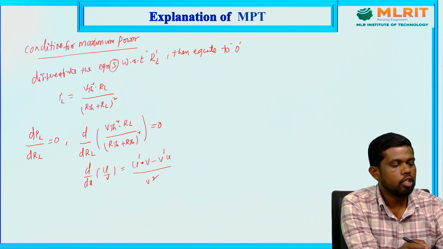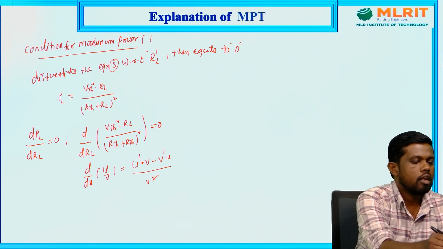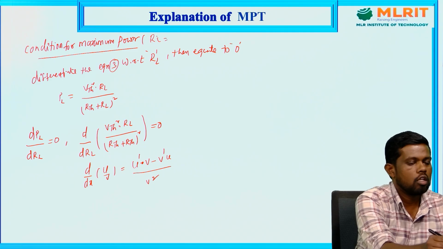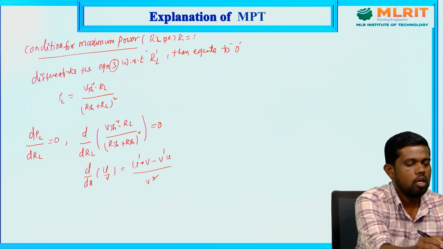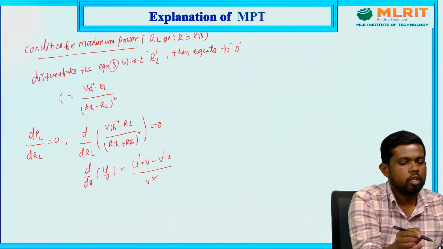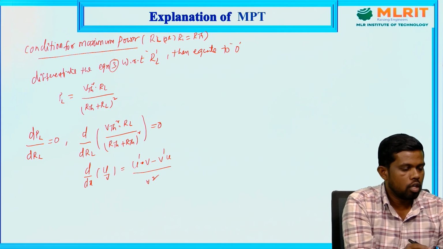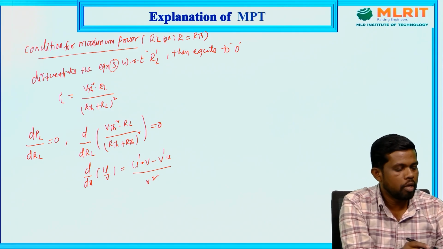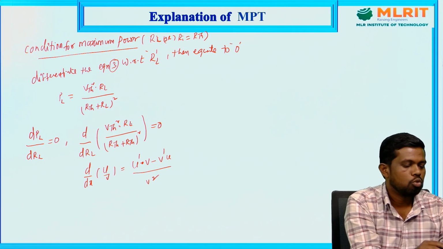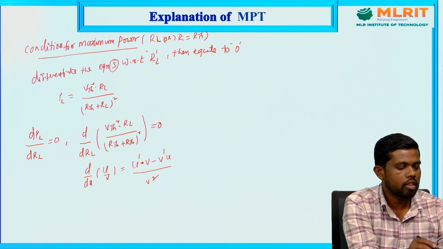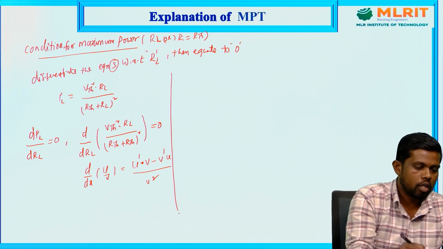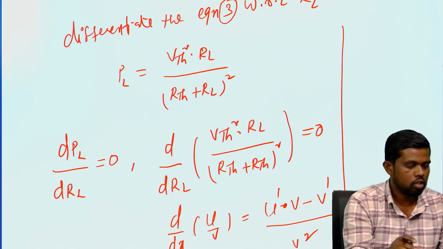So to get the condition for maximum power, there will be a certain condition. The condition is RL equal to RTH, RL or R internal equal to RTH. Then only we will get the maximum power across the load. So for that we need to do the differentiation of the power value. Based on that we will get this term, which looks like a U by V method, so we can apply the differentiation of U by V method.